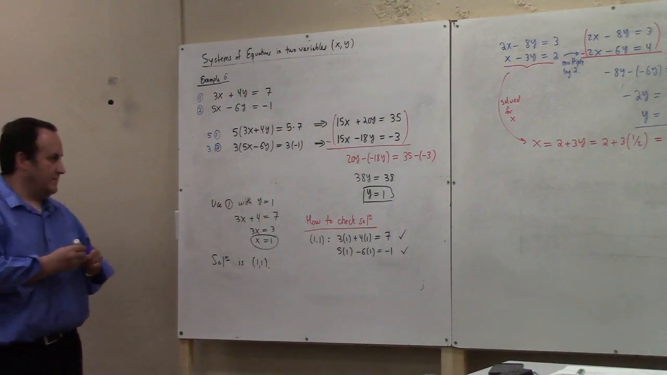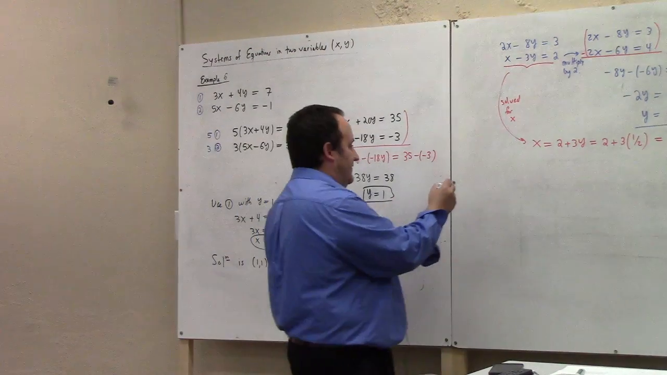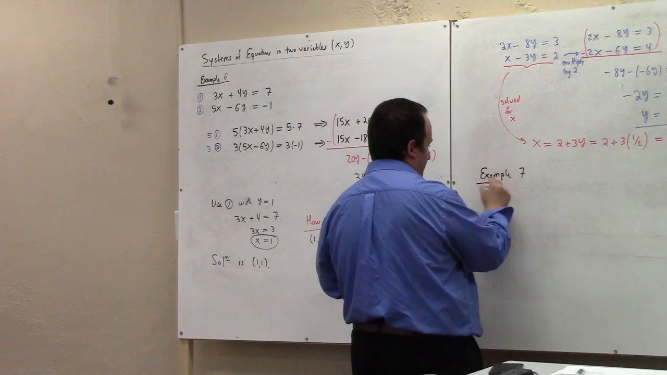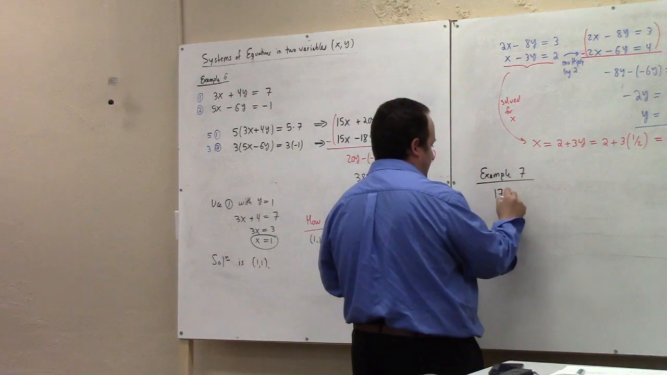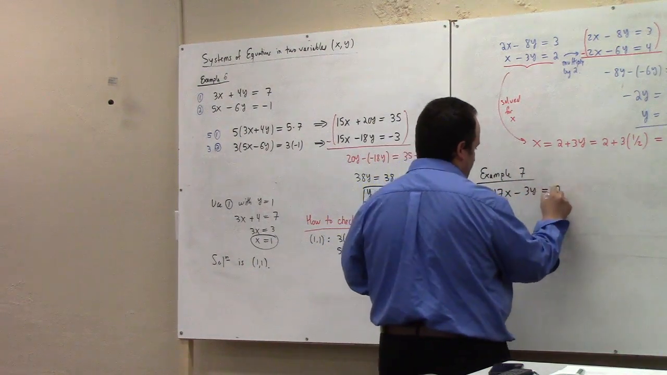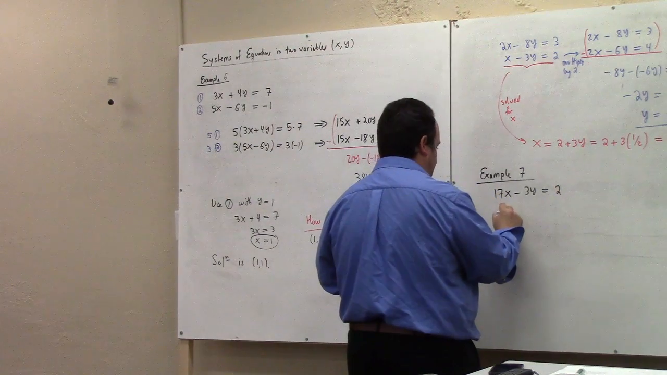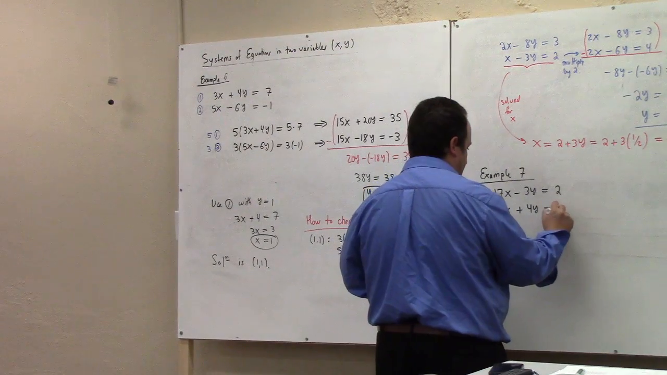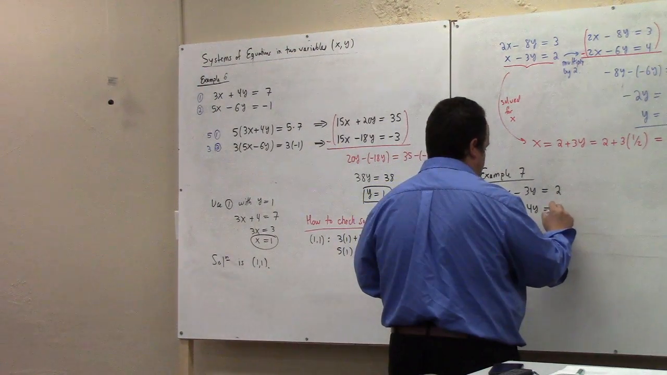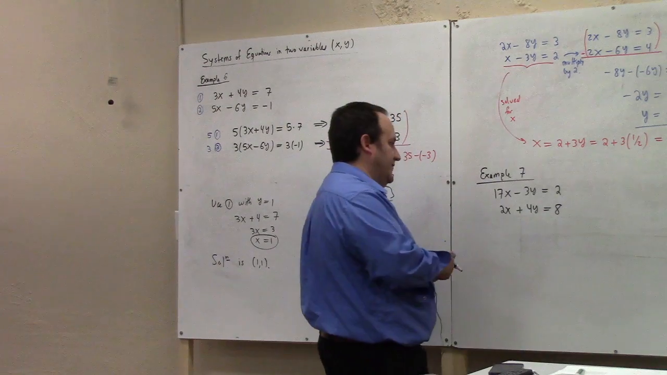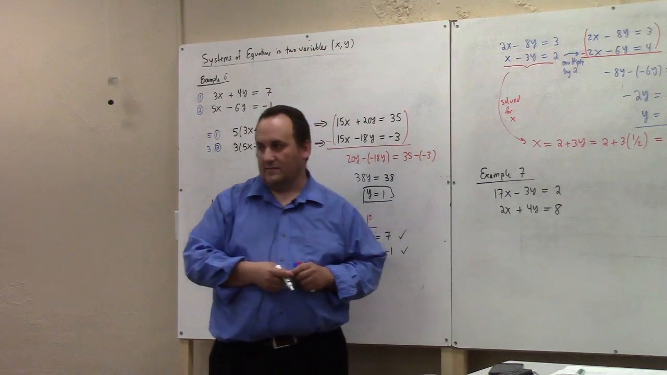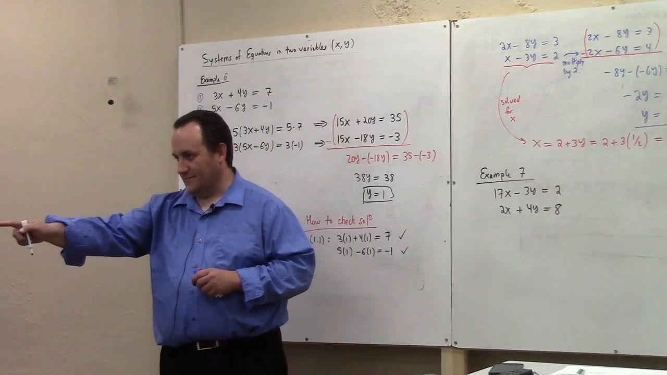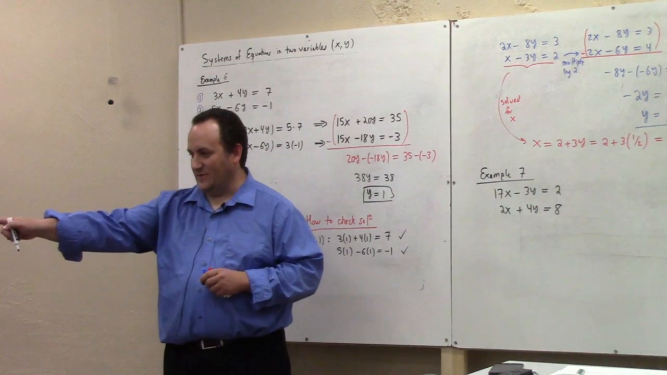Example 7, and this will be it for today. So 17x minus 3y equals 2, and 2x plus 4y equals 8. All right, now for the audience participation. Give me a number, any number. I heard he beat you to it, 2.